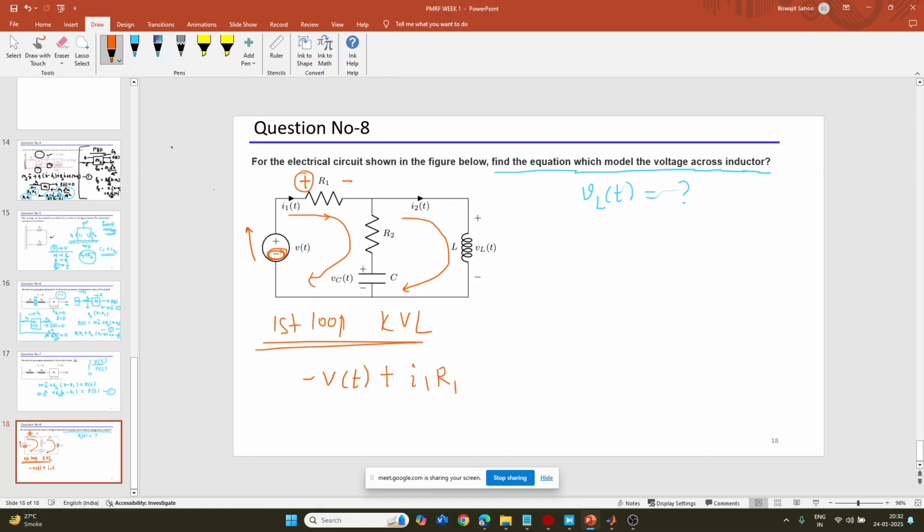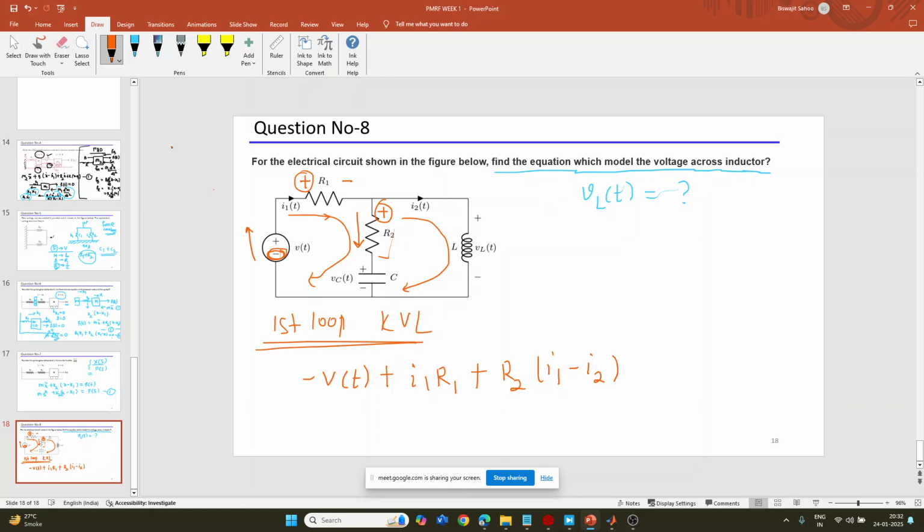I1 into R1. Similarly, in the next resistor, the current is flowing from top to bottom, but here two currents are flowing. One current I1 is flowing from top to bottom, and the other current I2 is flowing from bottom to top. So in this resistor R2, the equivalent current is I1 minus I2. So write down plus R2 times (I1 minus I2), because I am taking the first sign as plus.